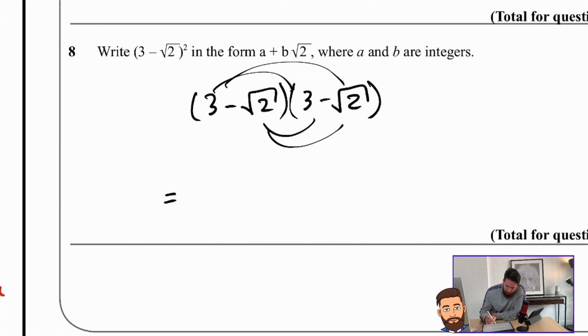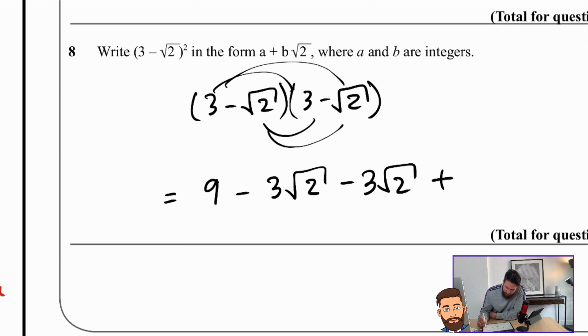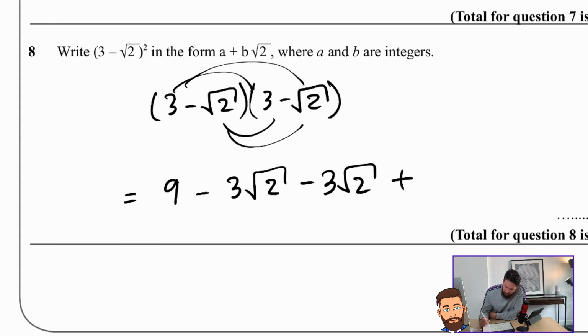We've got 3 times 3 is 9. 3 times minus 2 is minus 3 root 2. Minus root 2 times 3 is another minus 3 root 2. And then you've got minus root 2 times minus root 2, where the minus and the minus is a plus. And then we've got root 2 times root 2 is just 2. So when tidying this up, you just have to be really careful. This is where most mistakes are made.